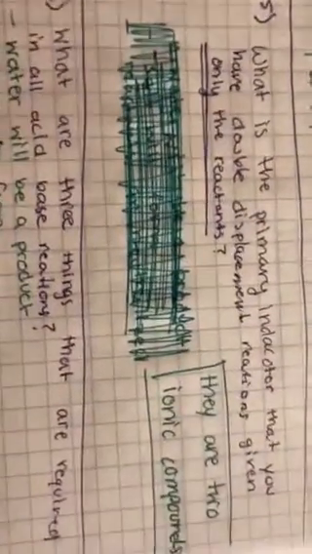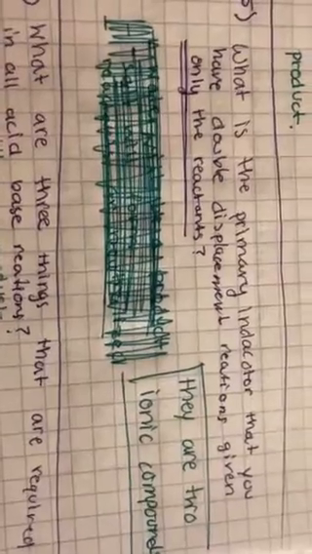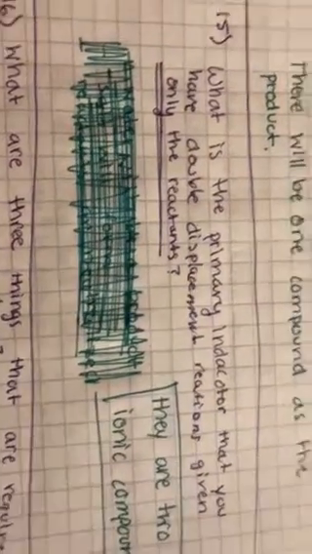Okay, 15. What is the primary indicator that you have a double displacement reaction given only the reactants? So only the reactants, they are two ionic compounds in order for them to be double displacement. And we can check it here on our word wall again. Double displacement, two ionic compounds. Here are other ways to look. The ions switch partners, gas will form, and bubbles if you were doing a real life experiment.